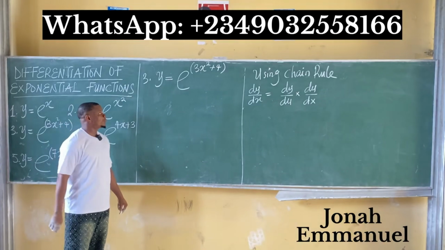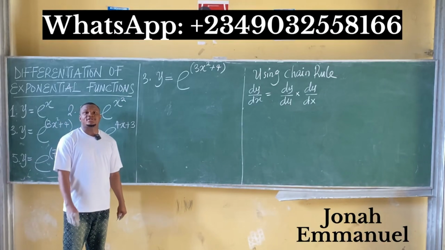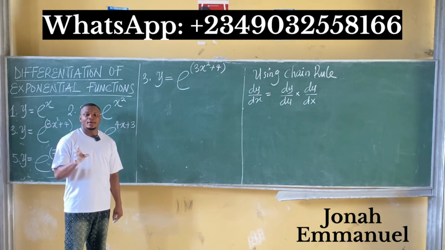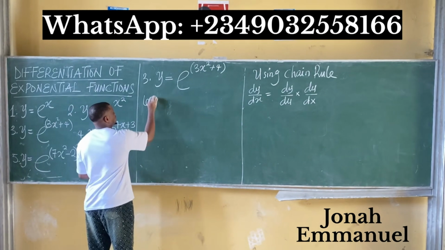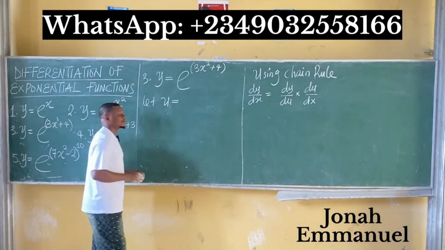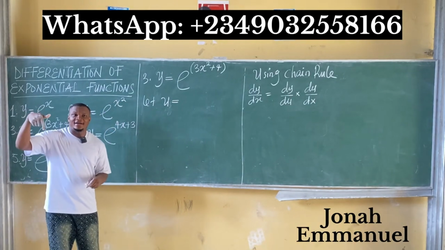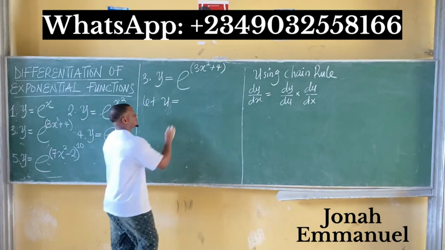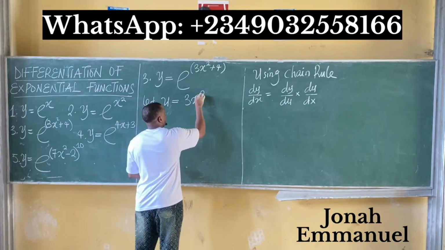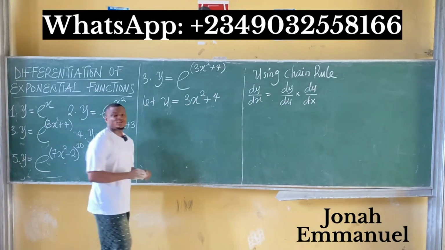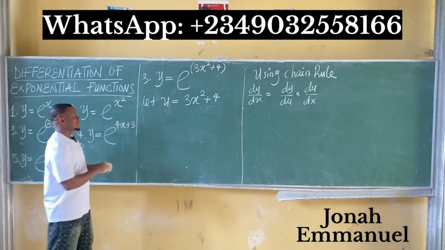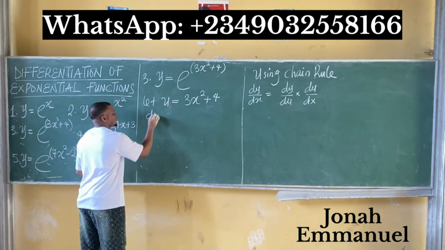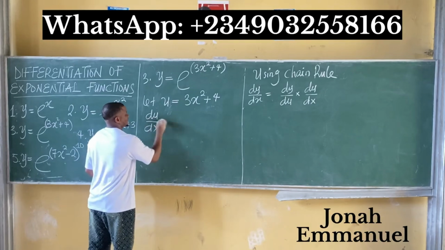Let's do question number 3. For chain rule, what's the first step there? We say let u be equal to the power. The power there is 3x squared plus 4. What's the next step there? Get du/dx. In this case, differentiate this. What do you have there?